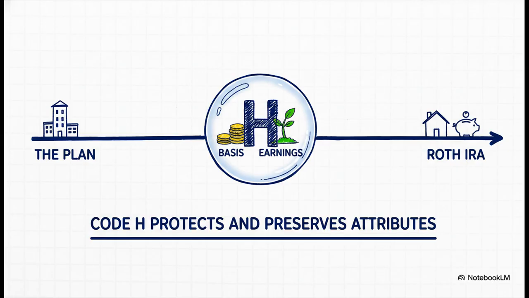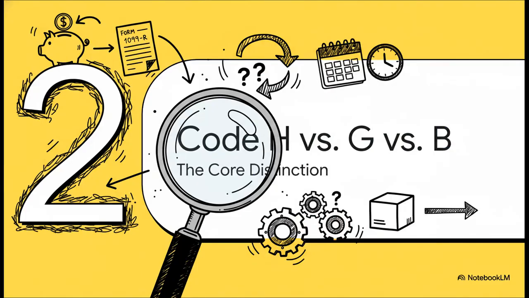Think of Code H as a big, bright flare you're sending up to the IRS. It's a signal on the 1099-R that says, hey, pay attention. A separate contract with its own unique tax DNA is moving from a plan over to a Roth IRA. It's all about preservation. And that brings us to the number one tripwire for filers, mixing up Code H with its neighbors, Code G and Code B.